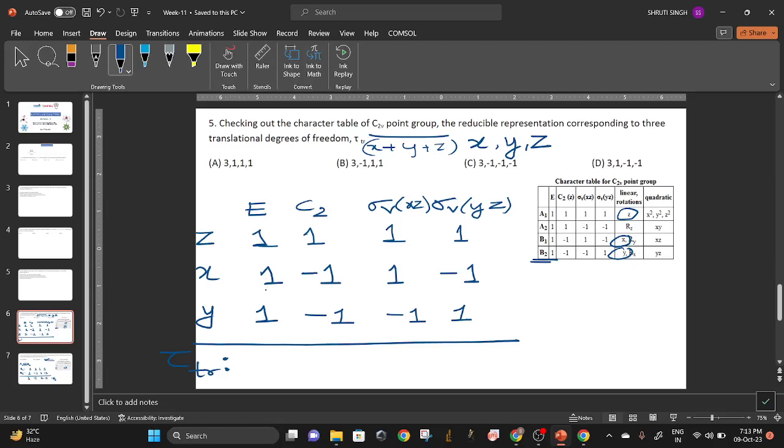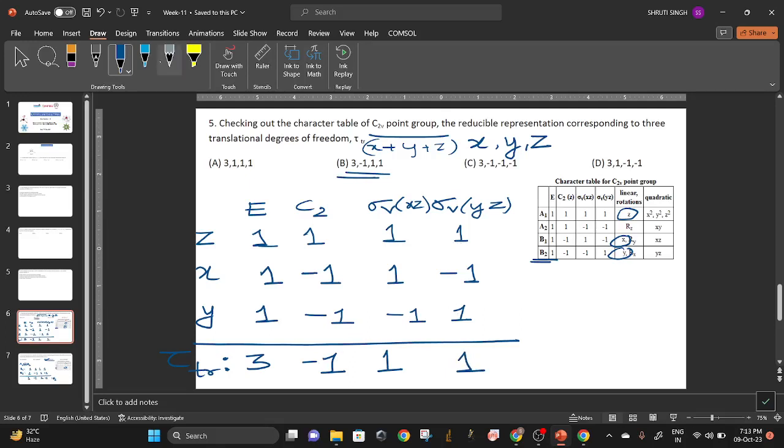you have to just sum the characters of the x, y, z basis under each operation. So this will be 1 plus 1 plus 1, 3; 1 plus minus 1 plus minus 1, so it will be minus 1; 1 plus 1, 2, minus 1 will be 1; 1 minus 1 plus 1, so this will be plus 1. Okay. So the answer is B.